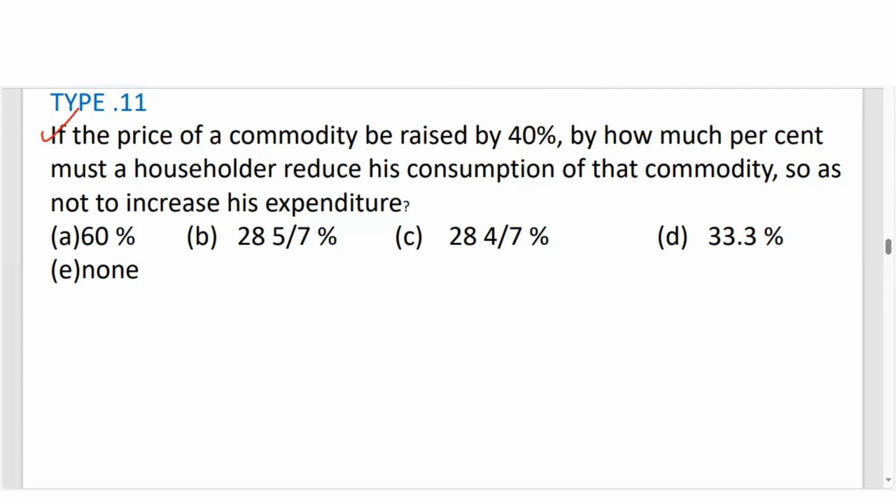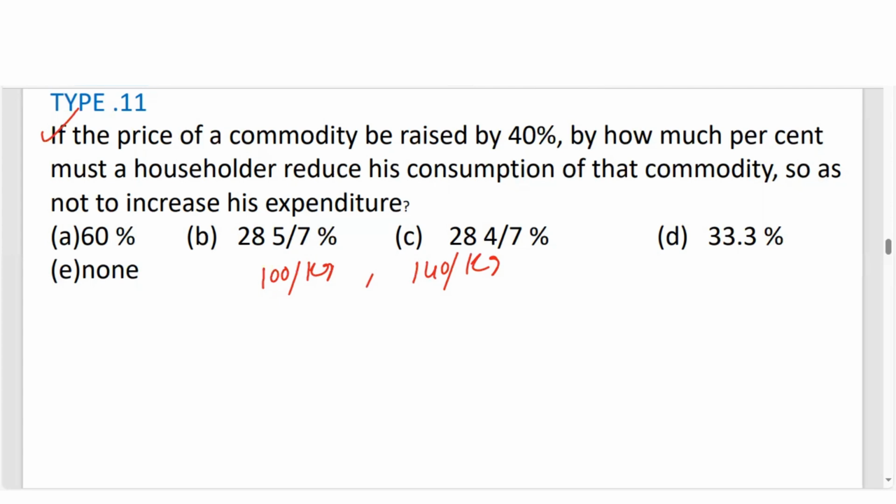Let us see. So first, the price increases. Suppose the first price of the commodity is 100 rupees per kg. And the new price, raised by 40%, we get 140 rupees per kg. Now the question: how much percent must a household reduce his consumption? So here he is taking 1 kg in 100 rupees. Now he is purchasing 1 kg in 140 rupees.